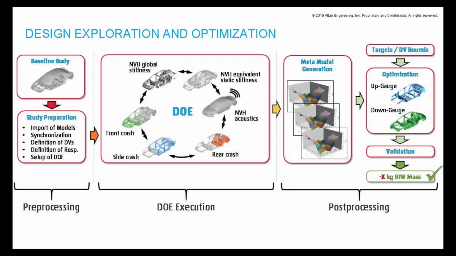This is a multidisciplinary design exploration example of a body in white, considering crash and NVH requirements. In the pre-processing stage, multiple models are imported, design variables linked and responses defined, after which the design of experiments is run. In the post-processing stage, the meta-models are generated and optimization is run on these approximations. The optimization results have to be validated in the end.